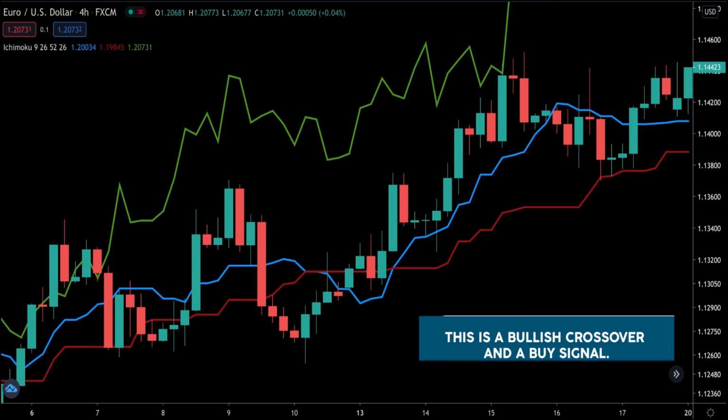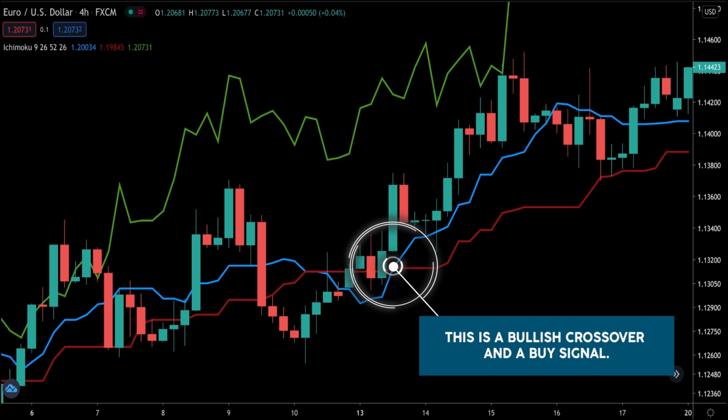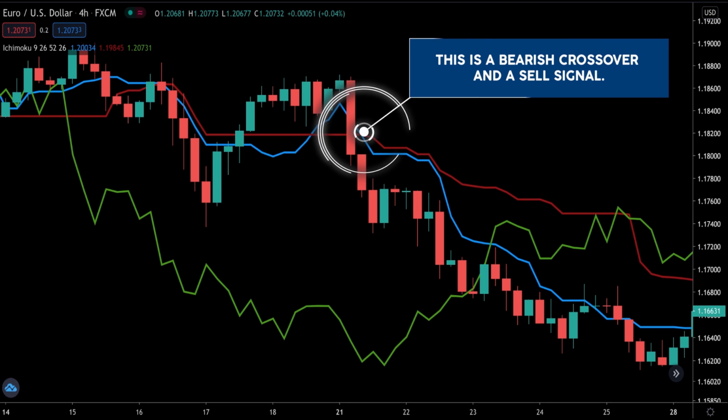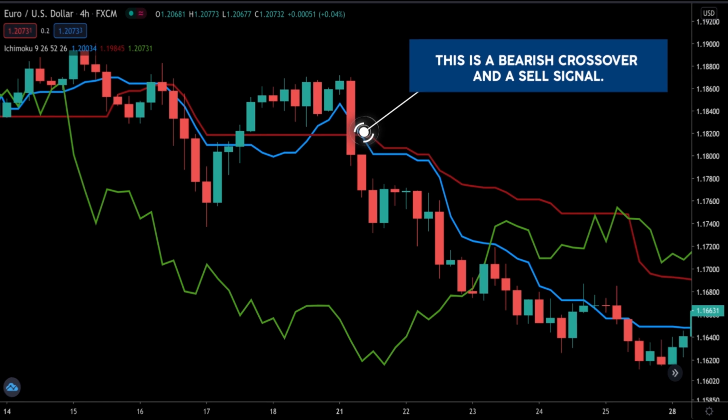When the fast-moving conversion line crosses above the slow-moving baseline, that is a bullish crossover and a buy signal. And when the fast-moving conversion line crosses below the slow-moving baseline, that is a bearish crossover and a sell signal.